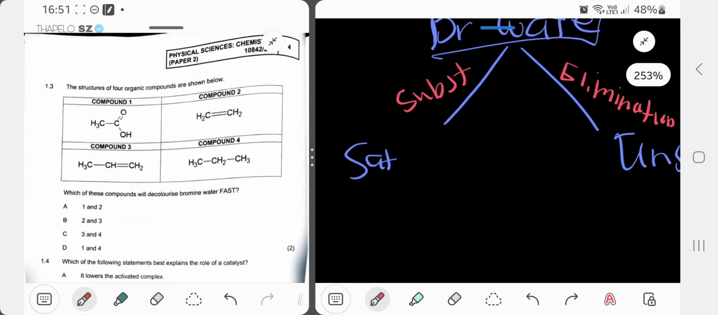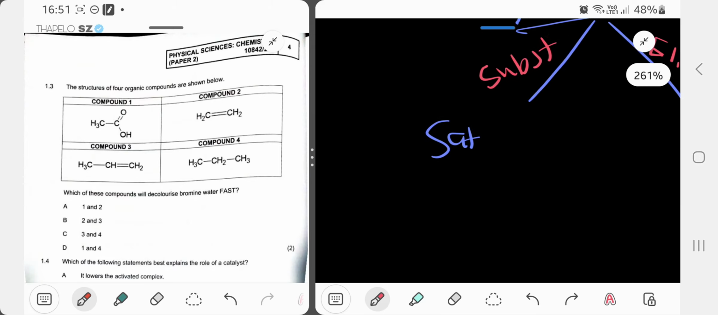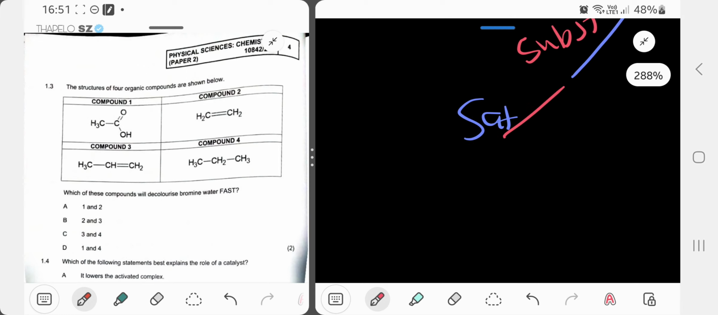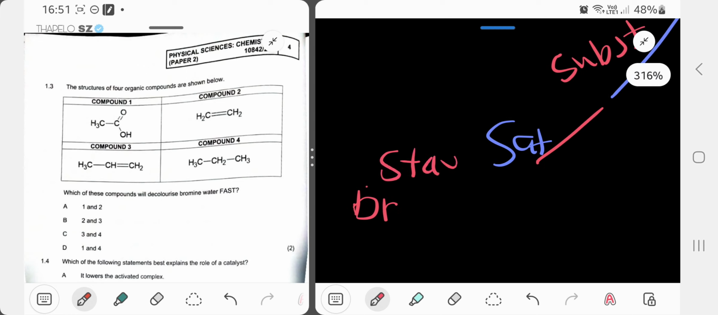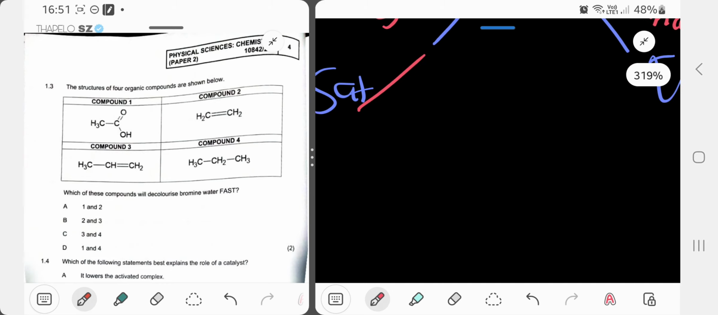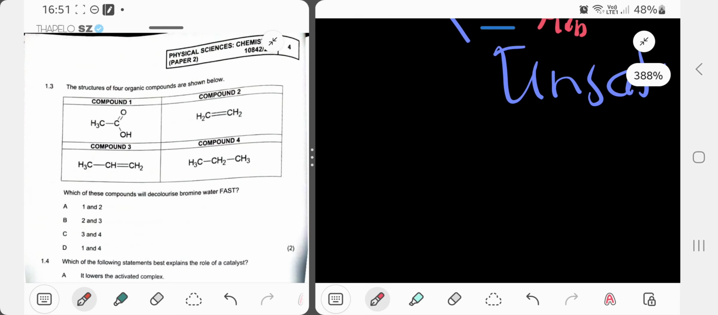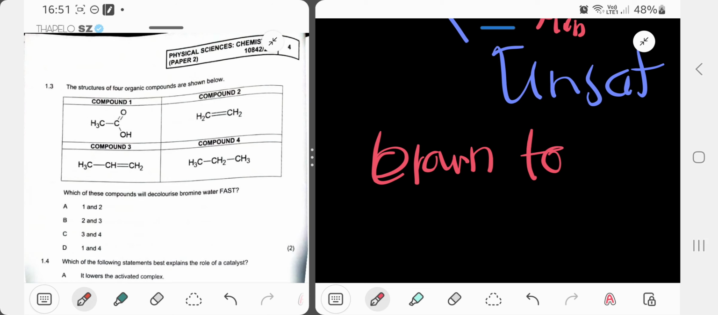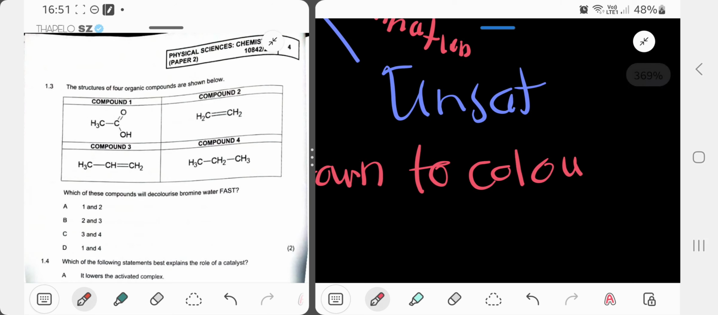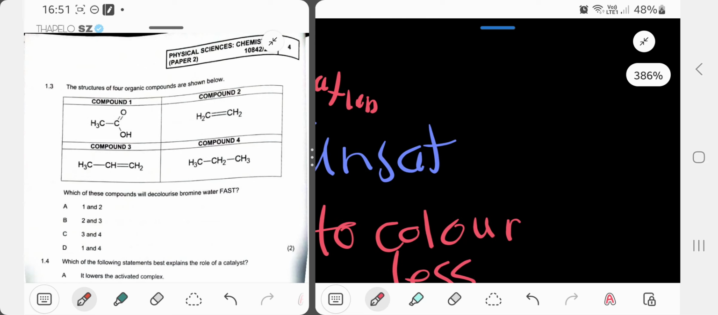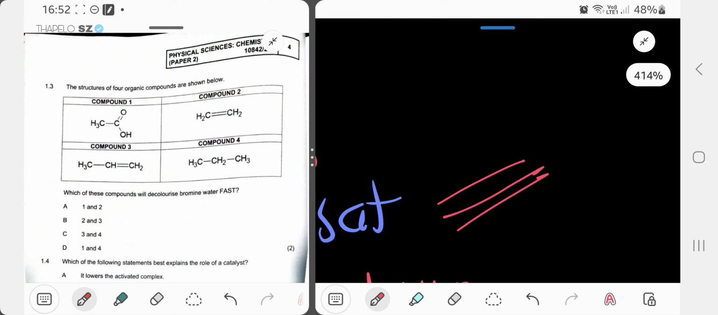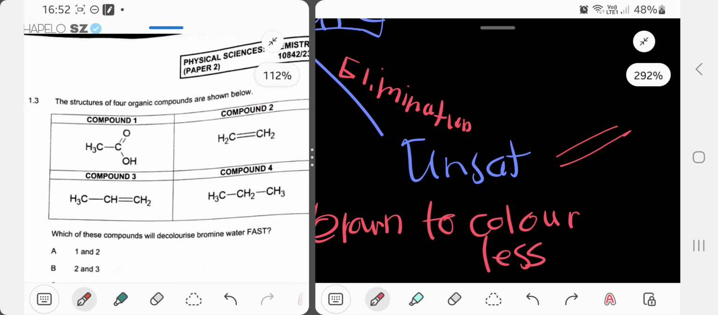So what that means for us is that if it goes through substitution, which means it does single bonds, bromine water is naturally brown, so it will stay brown in saturated. So if it's moving from single bond to single bond, it will stay brown. And when it moves from unsaturated, it will move from brown to colorless, right? Colorless. So remember, unsaturated is like a double bond, or a triple bond in that matter. But in this case, we don't have any triple bond.